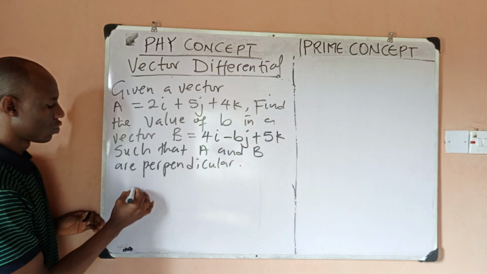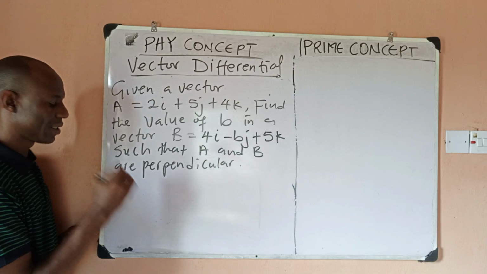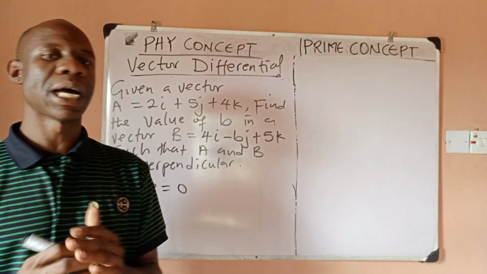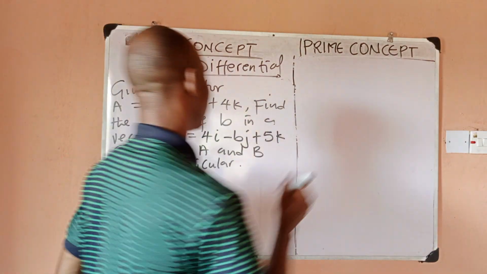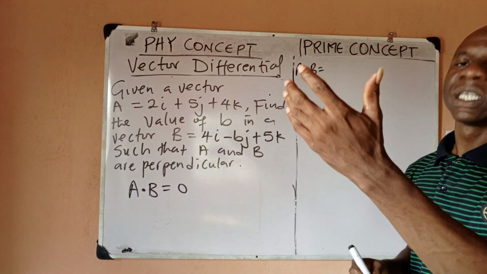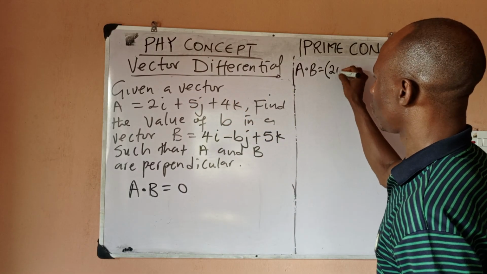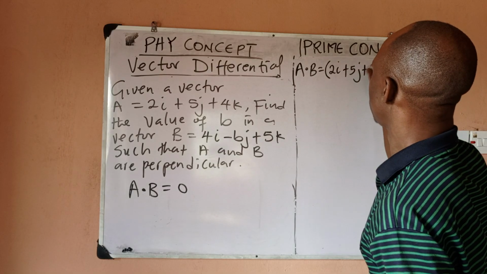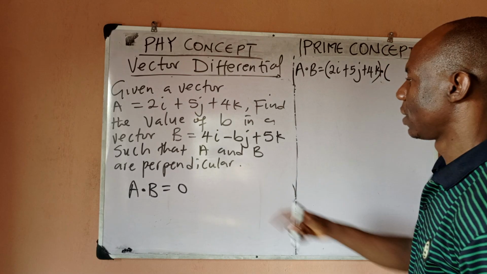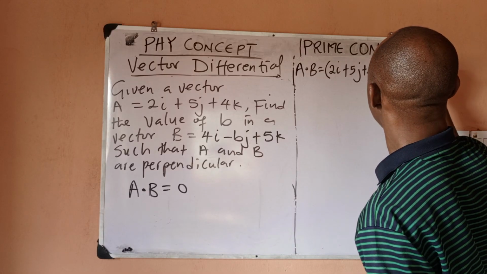Now, one thing I want you to know is that if two vectors are perpendicular, then their dot product is 0. So A dot B will be equal to 0 if two vectors are what? Perpendicular. So using this idea, I want to find A dot B. I would equate it to 0 at the end of the day, and then I'll find b. So what is my A? My A is 2i plus 5j plus 4k. So this dot my B. My B is 4i minus bj plus 5k.